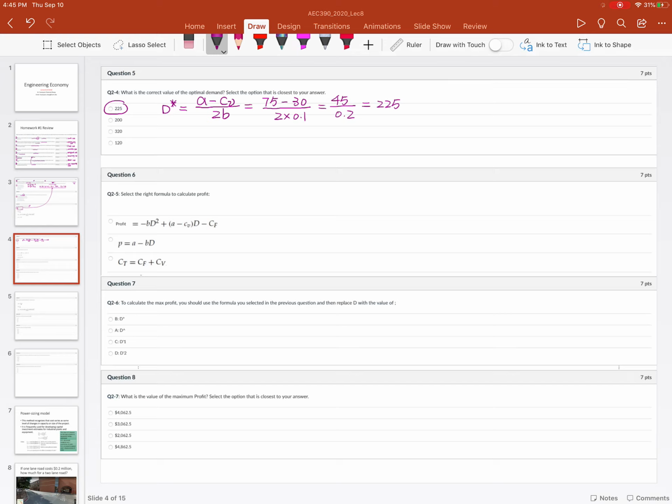Select the right formula to calculate profit. What is the formula to calculate profit? We have learned that it's this one. And to calculate the maximum profit, we're already at question number 6. You are going to use this equation, but you should replace the D with the D star, so that you are calculating the maximum profit. What is the value of the maximum profit?